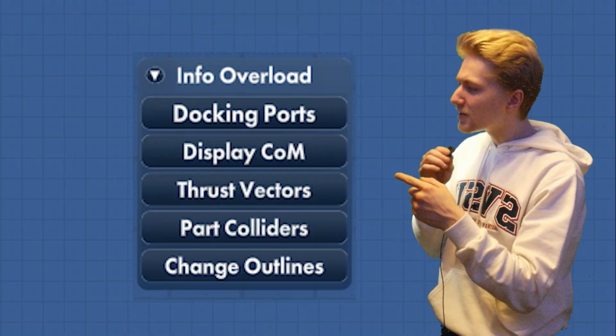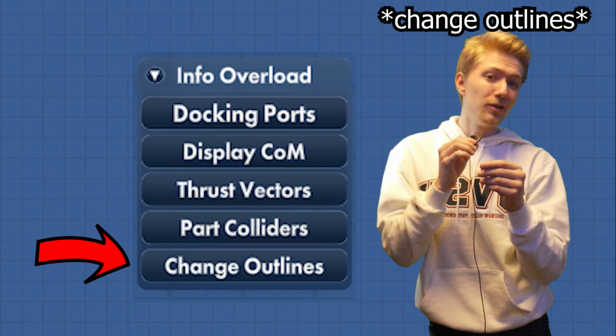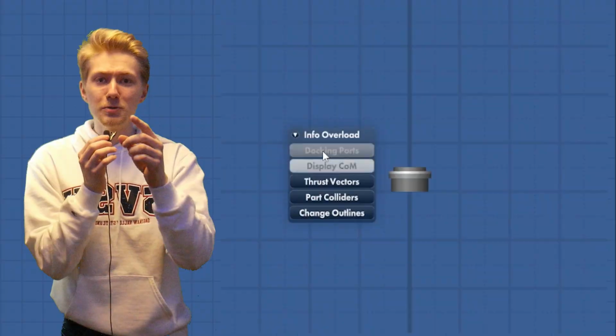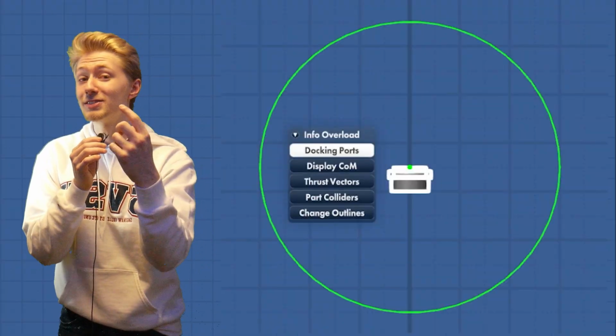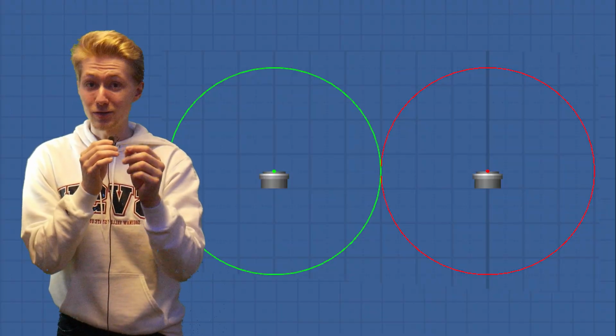First off, let's start out with the build scene. As shown here, we have toggles for docking ports, center mass, thrust vectors, part colliders, and disable outline. Starting with the docking port display, in the build mode, the docking port toggle shows the radius of the docking ports as well as their polarity. Green means it's positive, and red means it has a negative attraction force.